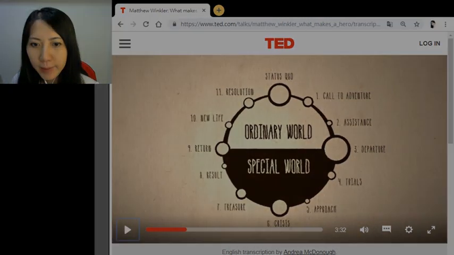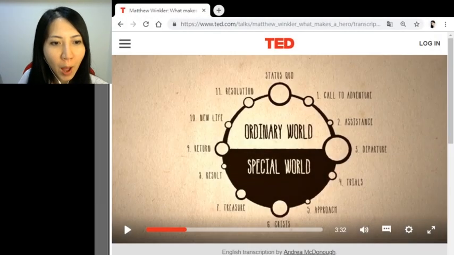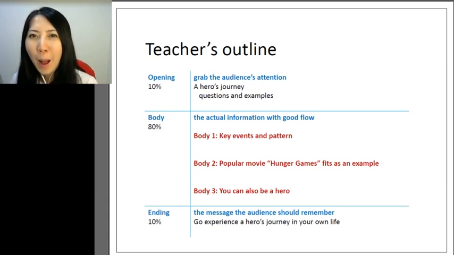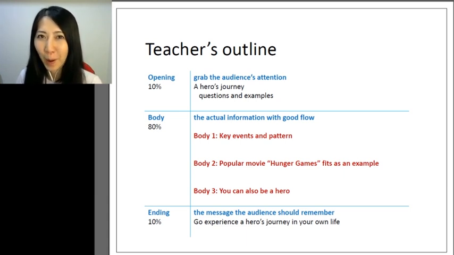Okay, all right. So now for the body. In the chart, I actually kind of already gave it away that there are going to be 3, so it probably made it easier for you to follow. But anyway, let's go ahead and start with body number 1.